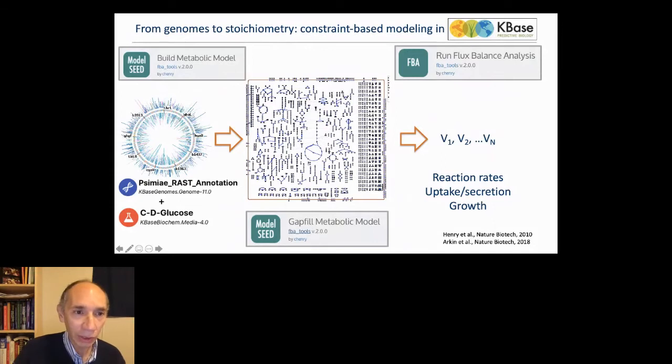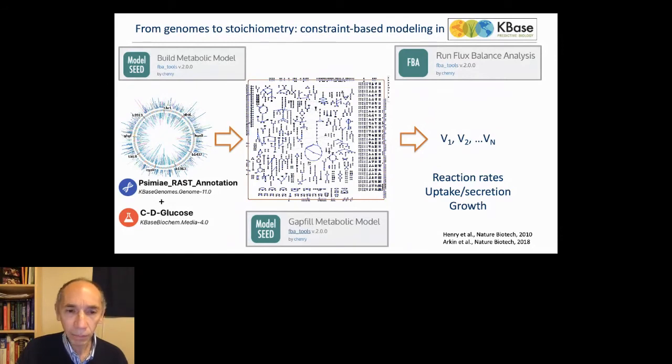So you can build metabolic models with ModelSEED, the datasets, genomes and conditions, the composition of media can be imported. There are algorithms for gap filling, to take care of possible missing reactions. And this is based on work pioneered by Chris Henry and others in 2010. And there is now a plethora of algorithms for doing automated gap filling of models. And then you can run flux balance analysis and obtain predictions of all the fluxes in the organism.